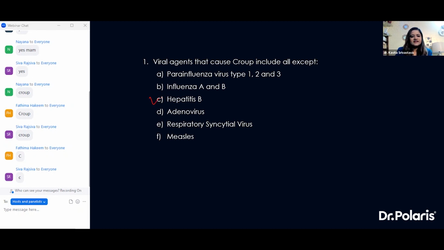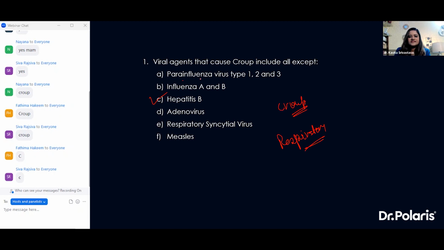All right. Yes, that is a very commonly asked question in the exam. They usually ask you the most common organism, or they can also ask you which are the organisms except. So that is absolutely right. Yes, Shiva has also answered it right. Hepatitis B is very commonly understood that it has got nothing to do with respiratory infections. Even if you don't know the answer, you can easily use your common sense to answer this question. Croup basically is always caused due to respiratory viruses. So all those viruses which are responsible for any kind of respiratory illness can result into the onset of croup.